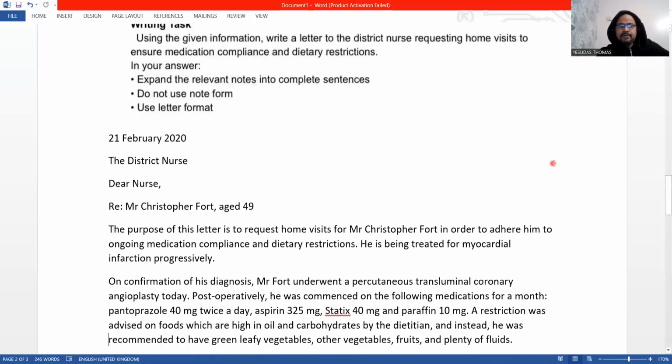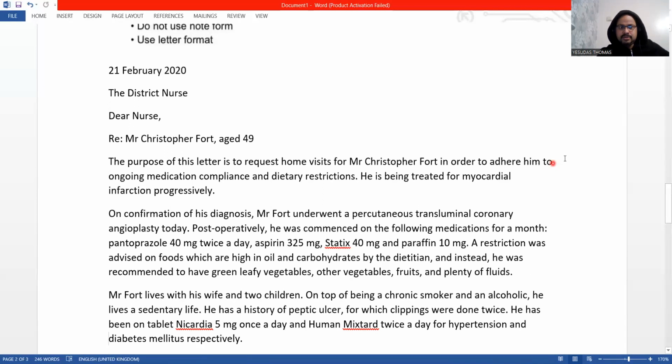Now here, 21st February 2020, the district nurse, Dear Nurse, Mr. Christopher Ford, aged 49. The purpose of this letter is to request home visits for Mr. Christopher Ford in order to help him adhere to ongoing medication compliance and dietary restrictions. So he has some medication going on, so you need to help him stick to that.